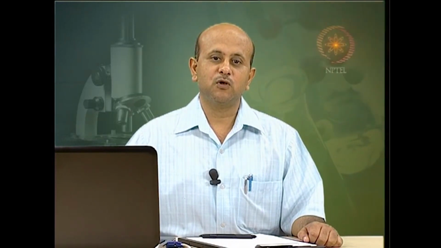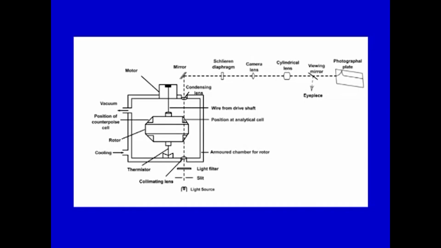In more advanced instruments, like I said, the photographic detector could be replaced by an electronic scanning system, and data could be collected right away, analyzed, and seen as the experiment is going on. So, this is a very simple schematic here, if you can go through.